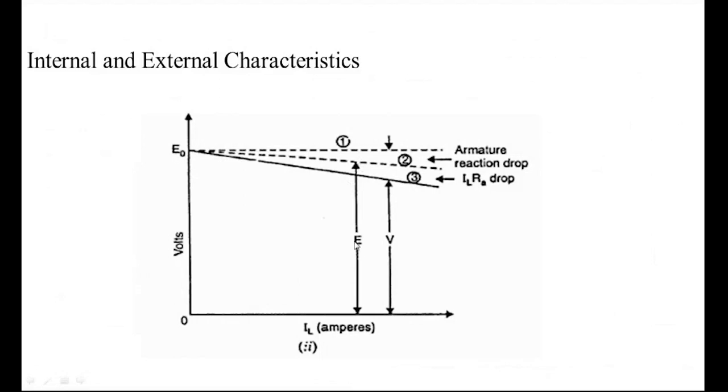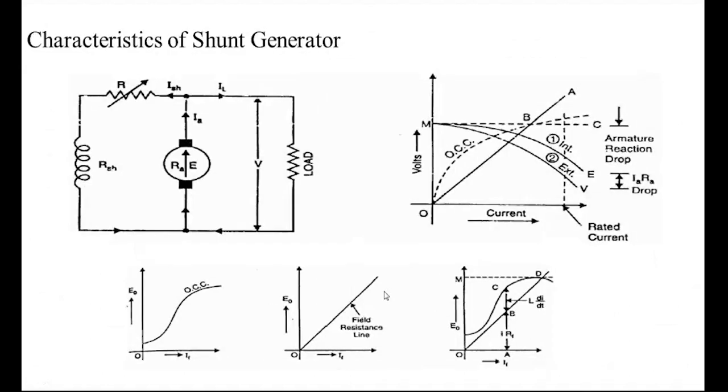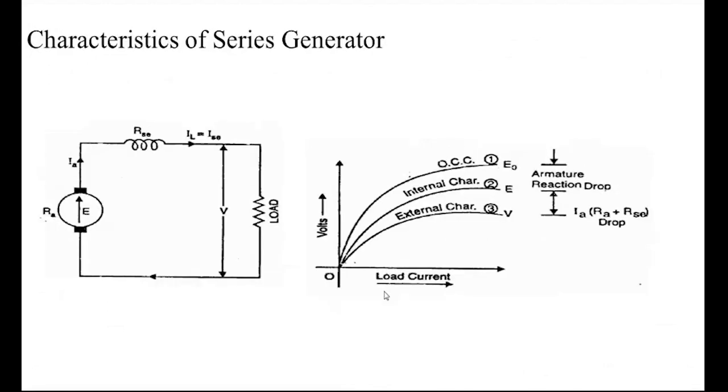So this is the second curve. It is known as the internal characteristics curve. The third curve is called the external characteristics curve. Here, for the shunt generator, the OCC and the load characteristics curve are shown. This is a series generator: open circuit characteristics curve, internal characteristics curve, external characteristics curve. Compared to the shunt generator, the open circuit characteristics curve and load characteristics curve were similar.